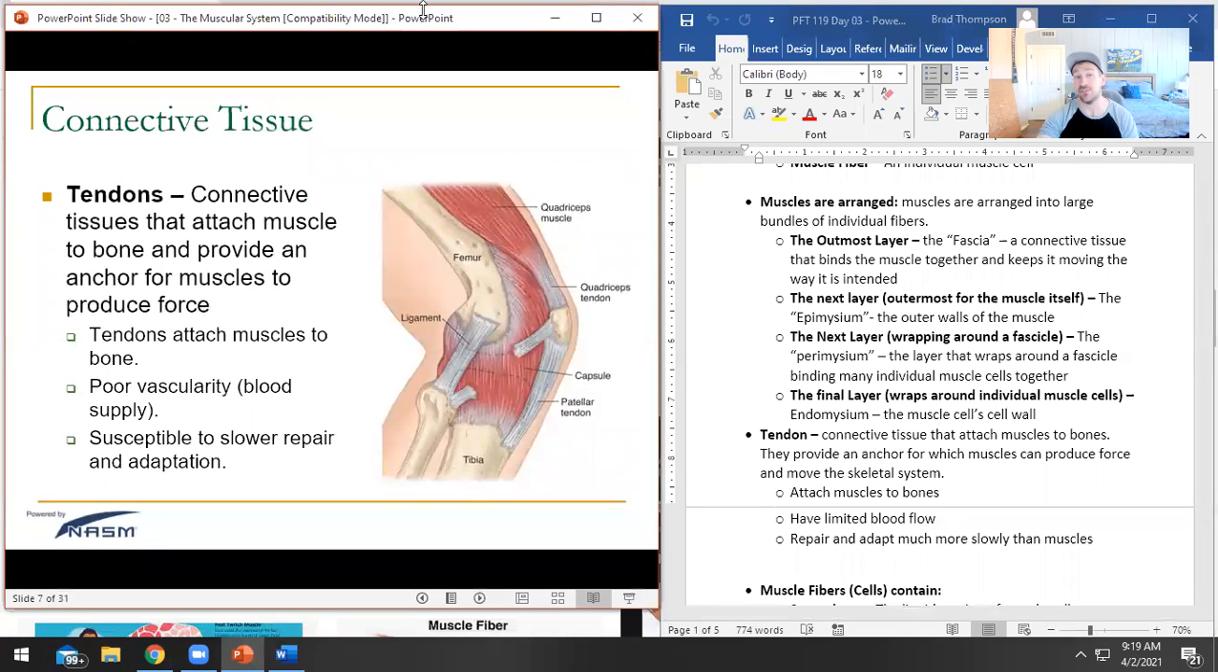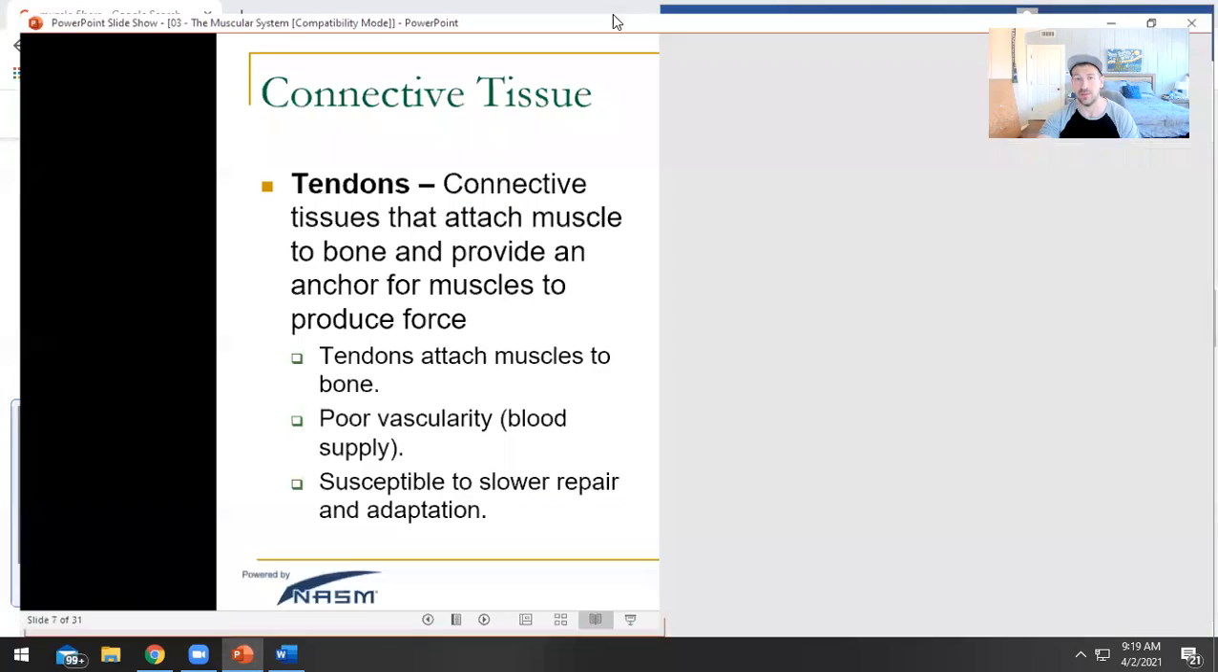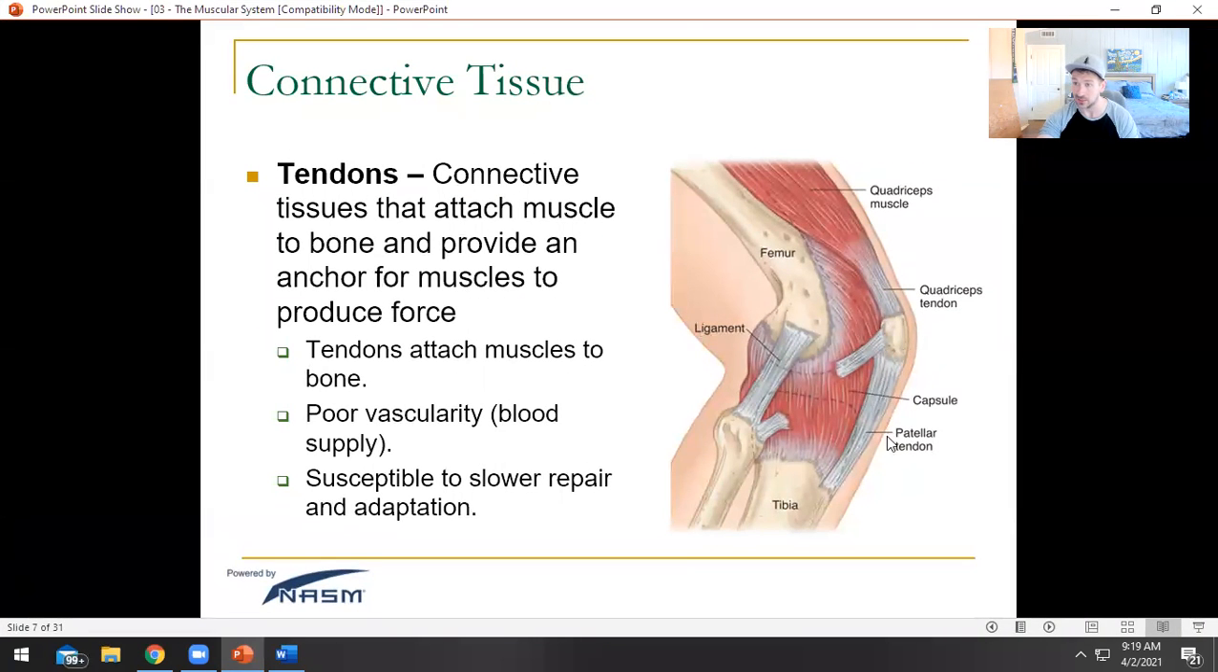So this is definitely a key term you're going to want to have memorized. A tendon is connective tissue that attaches your muscles to your bones. They provide the anchor for which your muscles, when they pull, are connected to your bones, and so it manipulates the skeletal system. It moves that. So it attaches muscles to bones. Now, things to be aware of, they do have limited blood flow. That's why they're kind of whitish in color, a white yellowish color.